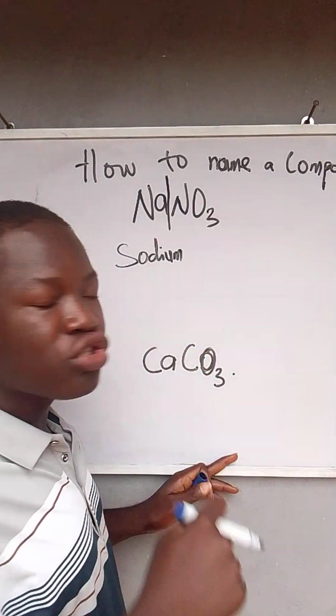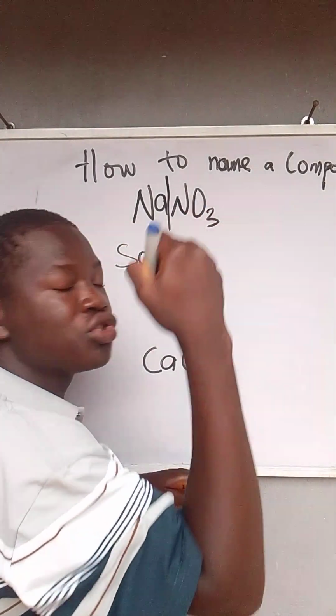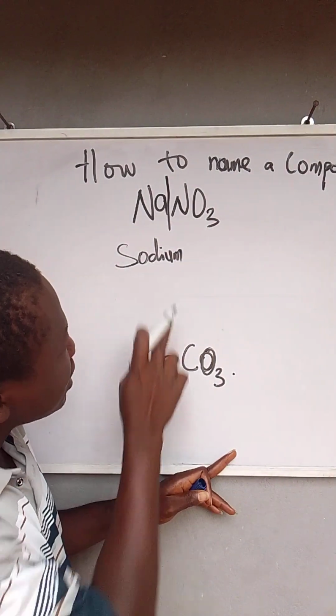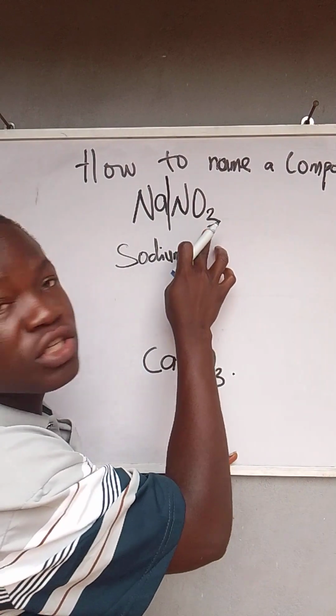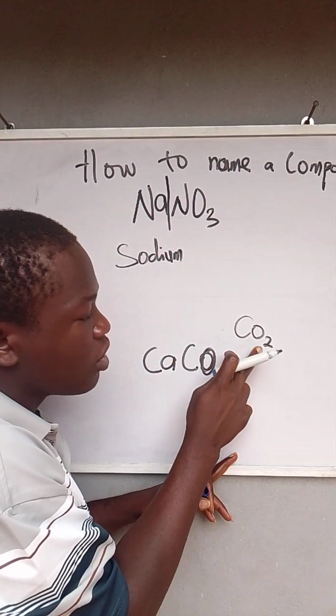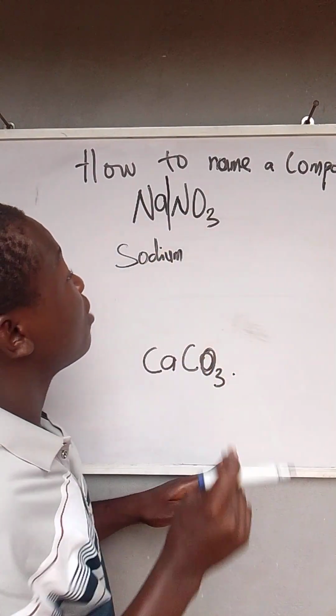Sodium. The next number there is what? Look at the subscript of oxygen. If it is this one, you know that the subscript of oxygen here is 3, while the subscript of oxygen here is 2. But if it is carbon 4 oxide, the subscript of oxygen here is 2. Okay? But look at this now. What are you going to do?